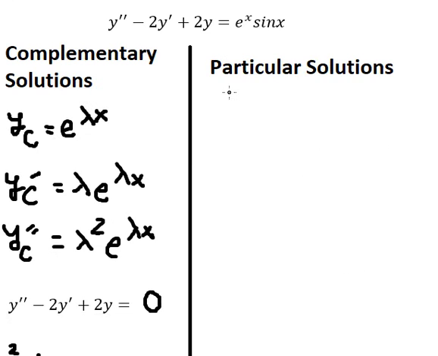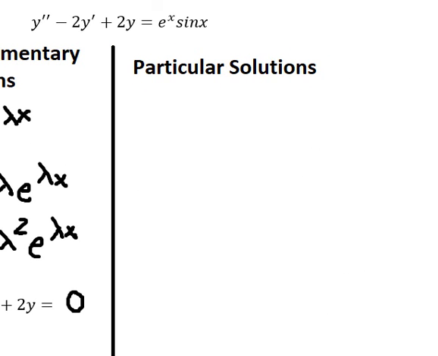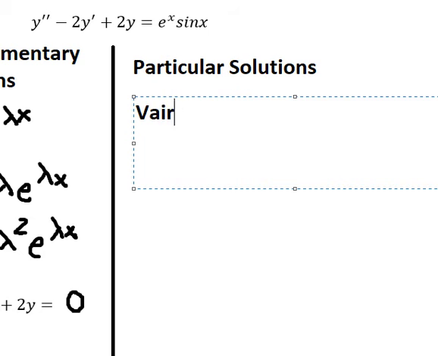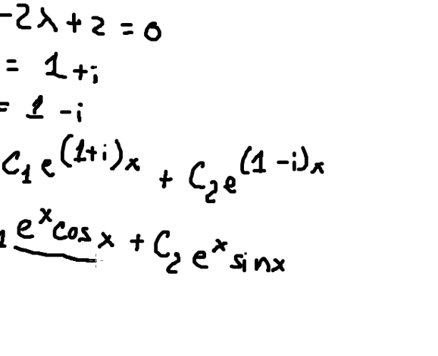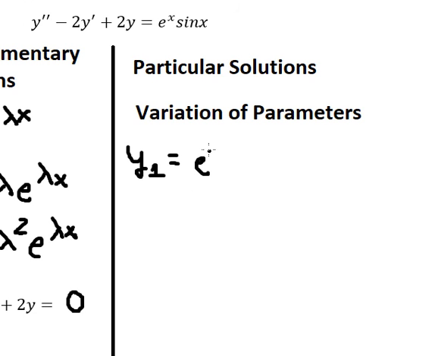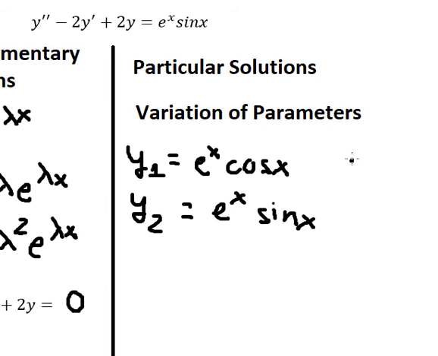Now we go to this one. For this one, we can use variation of parameters. So in this one, I will put y1, we have e to the power of s cosine s, and y2, that is e to the power of s sine s, and 3s, that is this one.